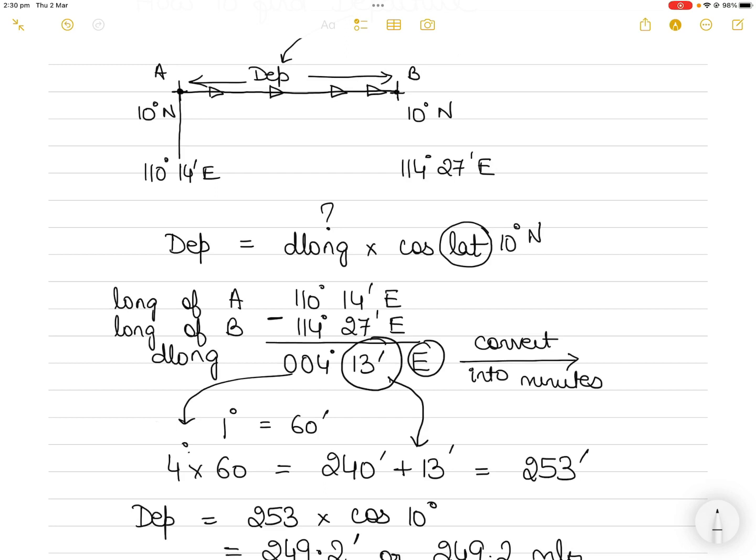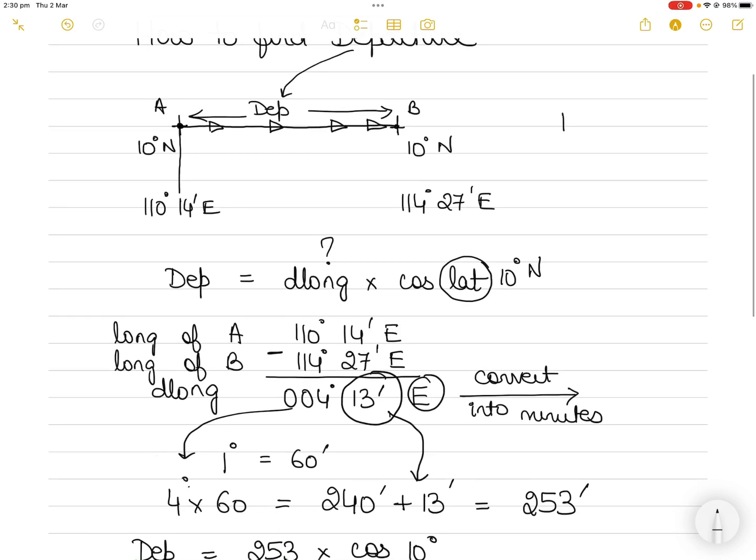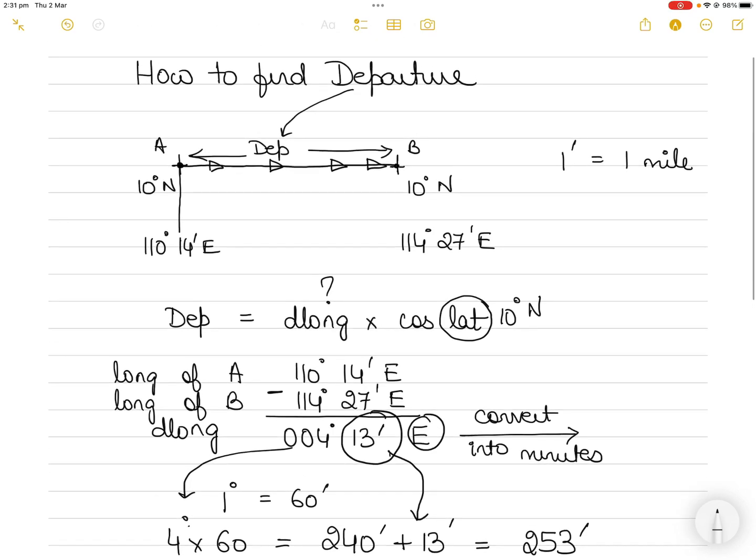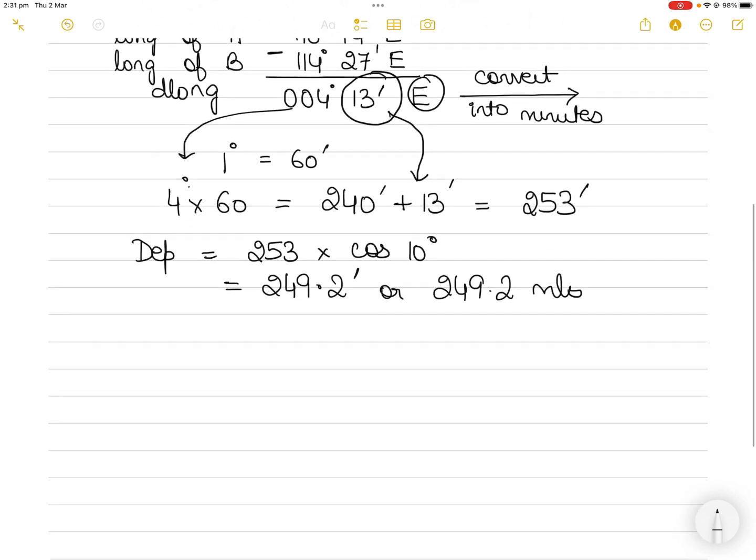So the unit of departure will always be in either minutes or miles. Because we measure distance on the chart as 1 minute equals 1 mile. So on our Mercator charts, that's what the unit is. 1 minute equals 1 mile. So that's what we have here as well. So 249.2 minutes or 249.2 miles.